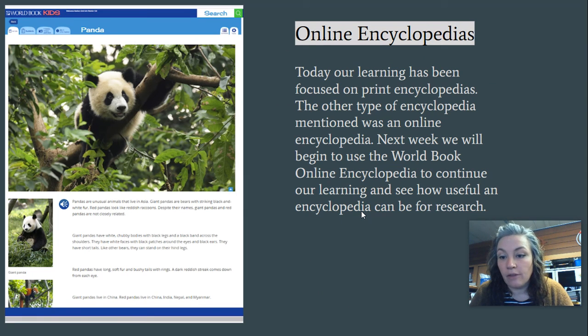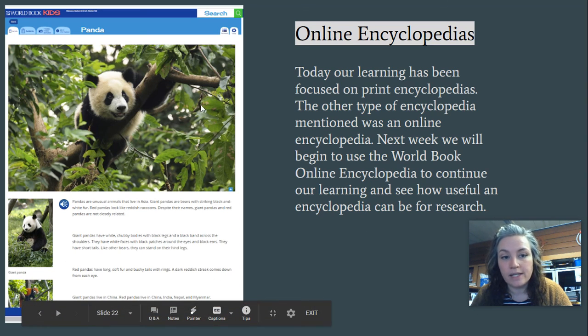And like I mentioned at the beginning, there is another type of encyclopedia that is found online. We're going to be looking at that more next time, and we're going to figure out and learn how to navigate an online encyclopedia and do some practice with finding information. We will use World Book Encyclopedia next week to continue our learning and our research. And here's just a little example when I typed in Panda of what I can get.